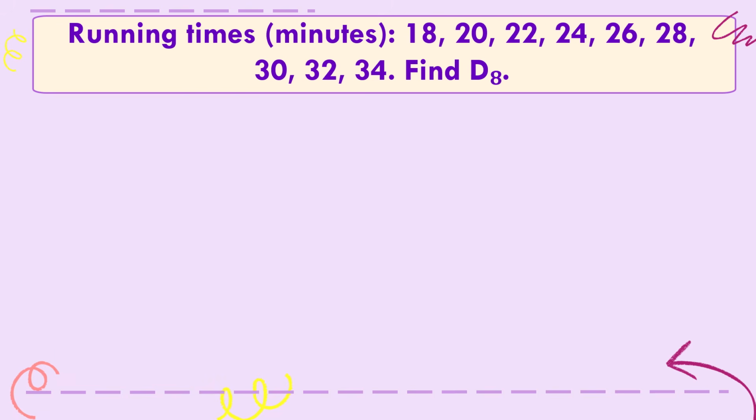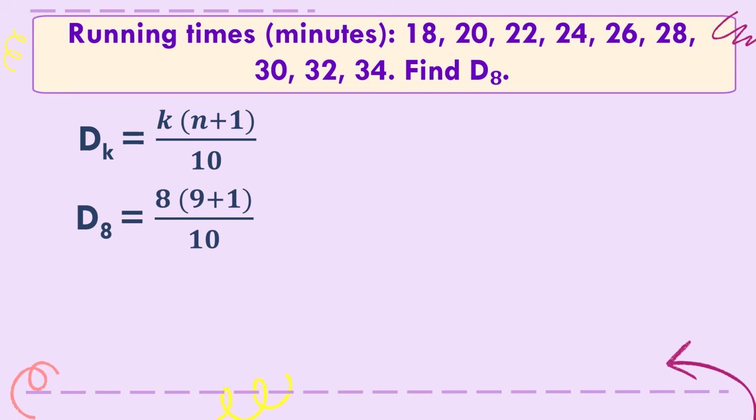The running times in minutes are 18, 20, 22, 24, 26, 28, 30, 32, 34. Let us find decile 8. So decile 8 is equal to 8 times 9 plus 1 over 10. Let us count: 1, 2, 3, 4, 5, 6, 7, 8, 9. 9 plus 1 is 10, divided by 10, that is 1. 1 times 8, that is 8.